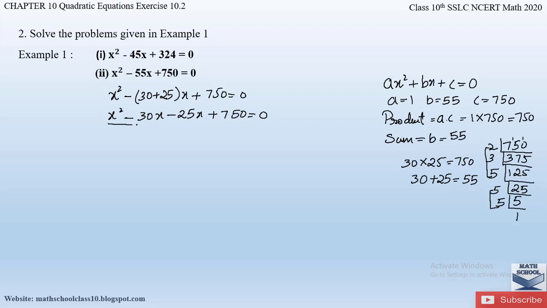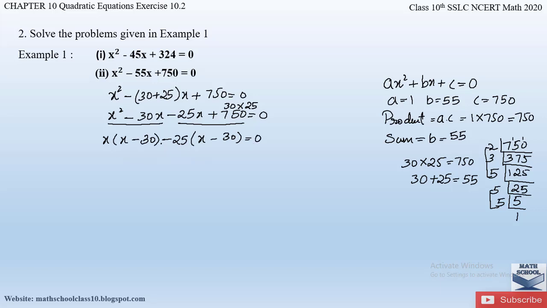Now let us take common between these two terms and these two terms. So if we take x outside, what is left behind? x minus 30. Here whatever sign is there, we are going to take that sign as common, minus. Now 750 can be written as 30 into 25. So now 25 is common between these two terms. So minus 25 we take as common. So x will be left behind, minus into plus will be minus 30 is equal to 0.